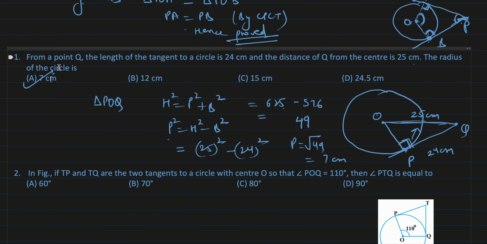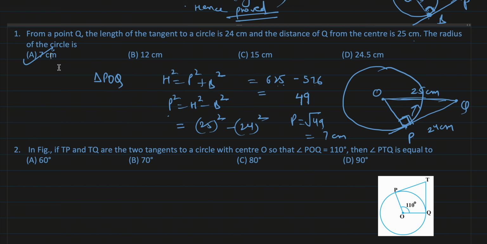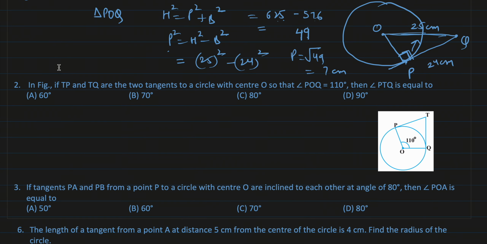Now let's move to the next question. In this figure, if TP and TQ are the two tangents, you know they are equal, and I think I told you for this question what we have to do. So I hope you remember. Here there is a circle with center O and angle POQ is given to you as 110.